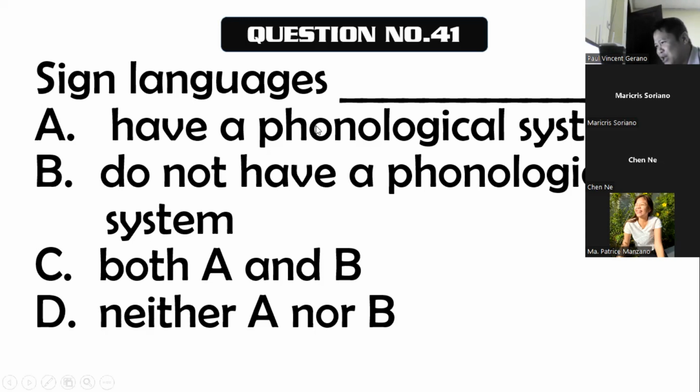Meron. Beverly is correct. Oh? No, Beverly. The correct answer actually is letter A. Sorry. Sign languages have also a phonological system. Letter A.